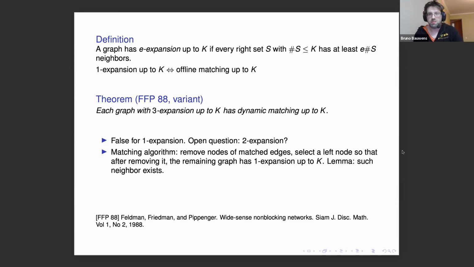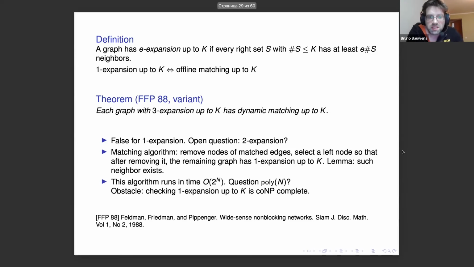Okay, and what's the problem? Next slide. The problem is that checking whether a graph has 1 expansion up to k takes exponential time. It's a co-NP complete problem in the input size, and the input is a full graph. So the runtime is exponential in n. There is no hope, so that means that this algorithm cannot be used, or maybe it can be used only in some special case.